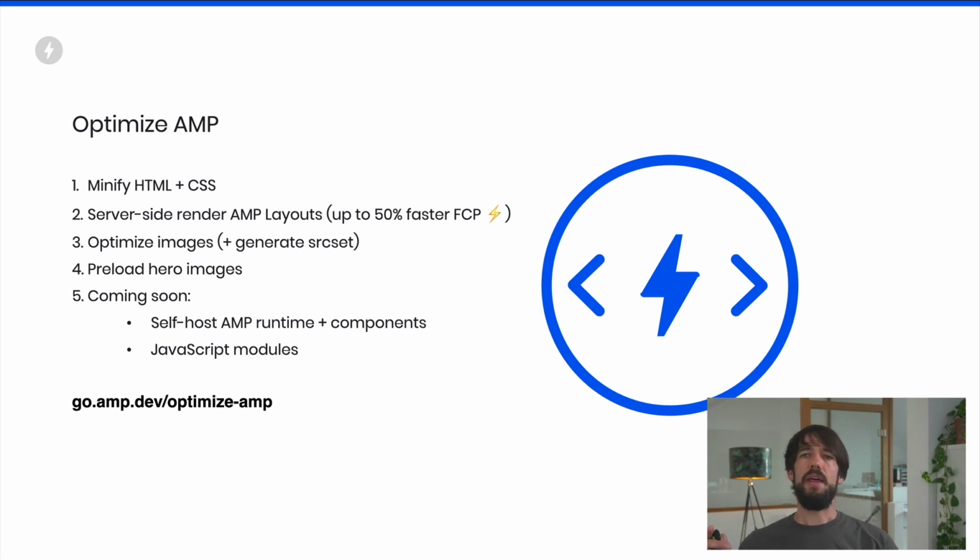Beyond that, the AMP team is actively working on more things that will improve AMP's performance on the origin. So one thing I'm really excited about is being able to self-host the AMP runtime. Another great thing that's coming is that we're going to reduce the bundle sizes for the AMP runtime by using JavaScript modules. If you want to learn more, check out go.amp.dev/optimize-amp.